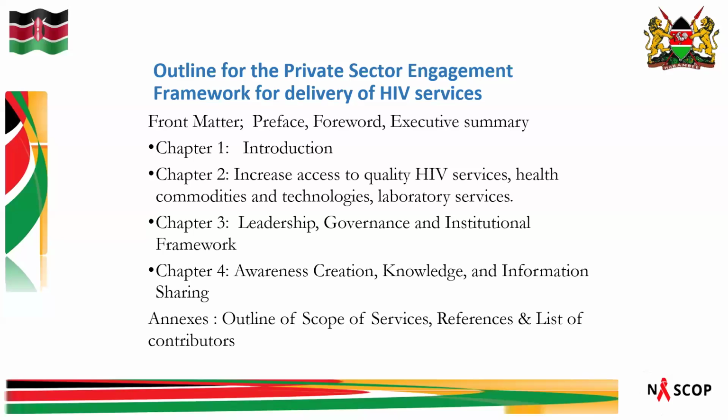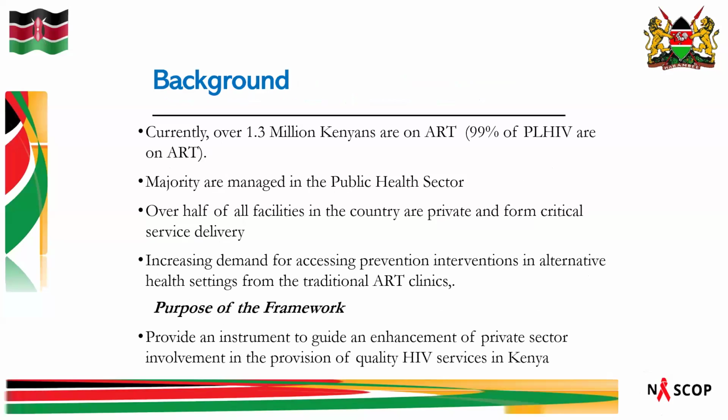So the public-private partnership framework has 4 chapters. It's a document which can be accessed through our website. It has an introduction. It's talking about increasing access to quality HIV services in the country. Chapter 3 talks about the leadership, governance, and institutional framework. And then there is awareness creation, knowledge, and information sharing. On background, it's just like the introduction.